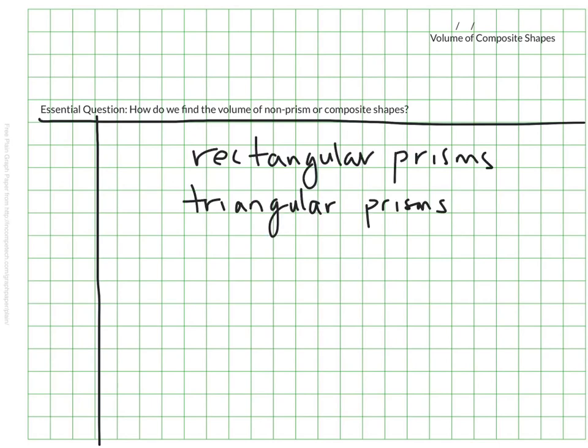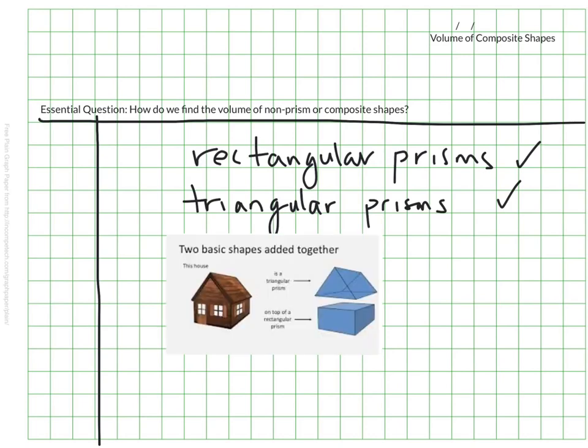So we have worked with regular rectangular prisms and triangular prisms, but sometimes shapes are made up of multiple different prisms. Like this house, for example, right? When you look at this, it's a full house, but what you can really see is it's a combination of a triangular prism and a rectangular prism. So if you wanted to find the volume of the house, you would need to find the volume of each section and then add them together, right? Once you see that, you can start to find the total volume of any kind of compound shape.